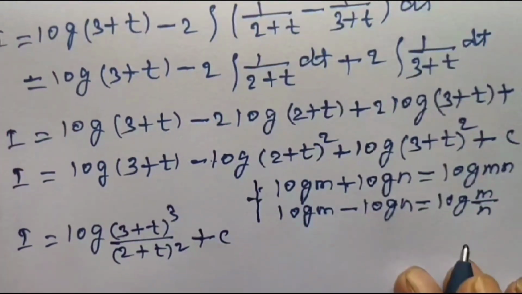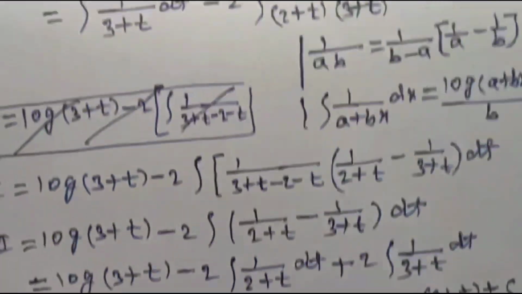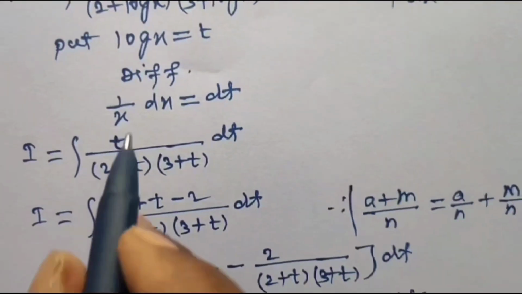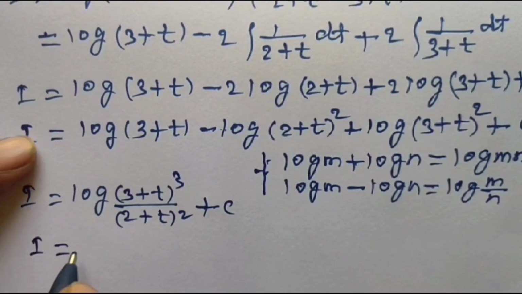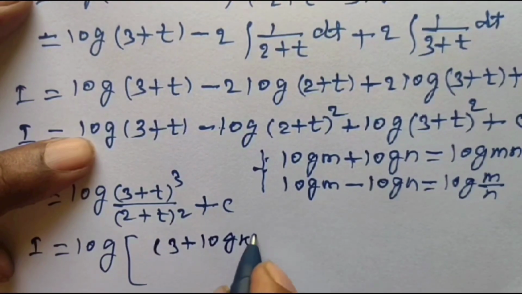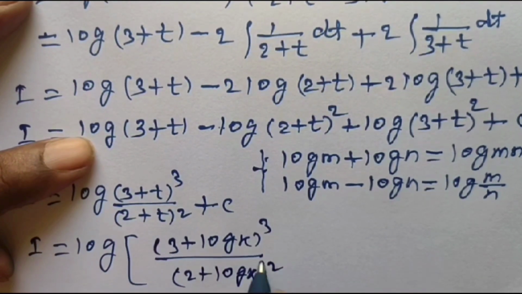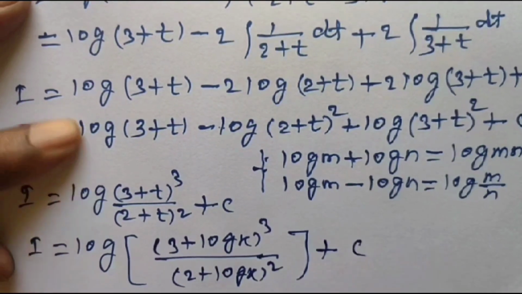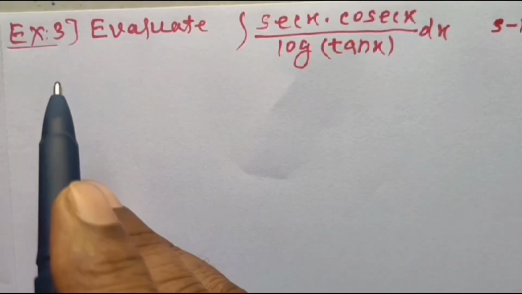But we want the integral value in the old variable, so we have to replace t by log x due to this substitution. Hence I is equal to logarithm of the bracket (3 plus log x) cubed divided by the bracket (2 plus log x) squared, plus integral constant c. So this is the answer. Let us solve sum number 3.